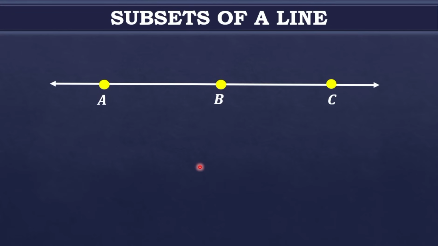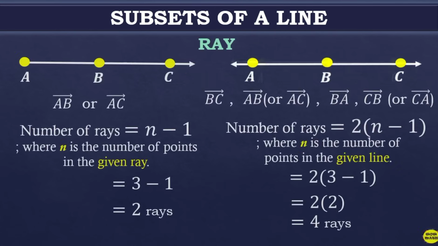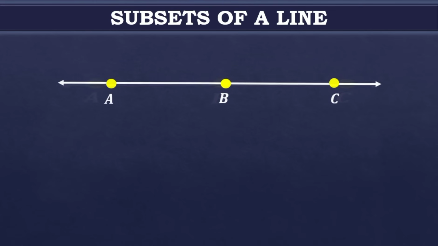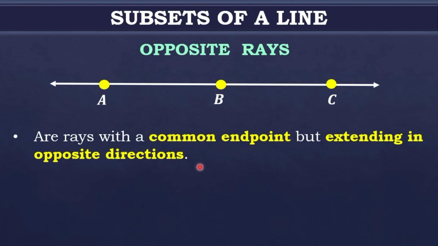Isa pa sa mga subsets ng line ay yung tinatawag nating opposite rays. So, as you can see, galing siya sa rays. Okay? Galing siya doon. So, opposite rays. Ano nga ba ito? So, these are rays with a common endpoint but extending in opposite direction. So, pag sinabi nating rays, meron siyang common endpoint na kung saan nag-extend siya sa parehong direction.